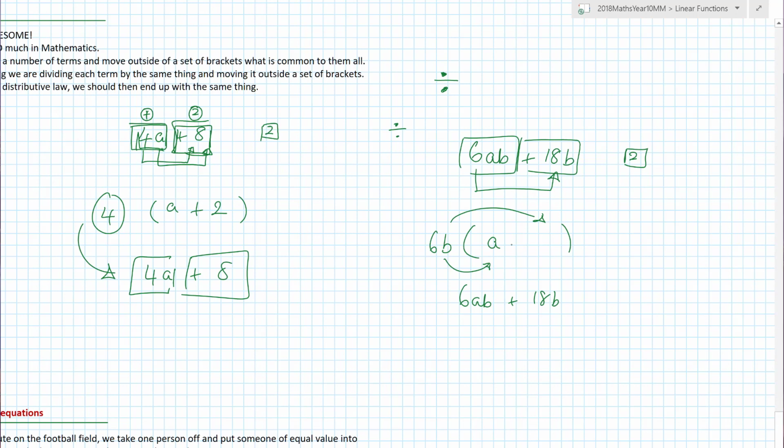6b times what gives me plus 18b? Well, 6 times what gives me 18? Well, plus 3. And the b has already been moved outside. So actually, 6b times 3 gives me 18b. And there we go, ladies and gentlemen, that is my final answer. That is my factorized form.